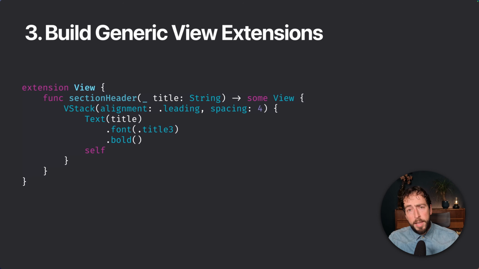Now, another technique that I like to use, and this one is a bit more opinionated because there's more things happening behind the scenes, but still it could be a nice approach to make reusable extensions on a view. In this case, we created a section header, which takes a title as an argument, and we use self, which is the view that we're applying this modifier on, and wrap it in a VStack with that title.